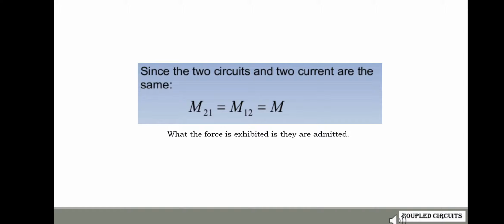According to Newton's third law, action is equal to reaction. Since the two coils and two currents are the same, the mutual inductance of coil 2 with respect to 1 and mutual inductance of coil 1 with respect to 2 are equal.